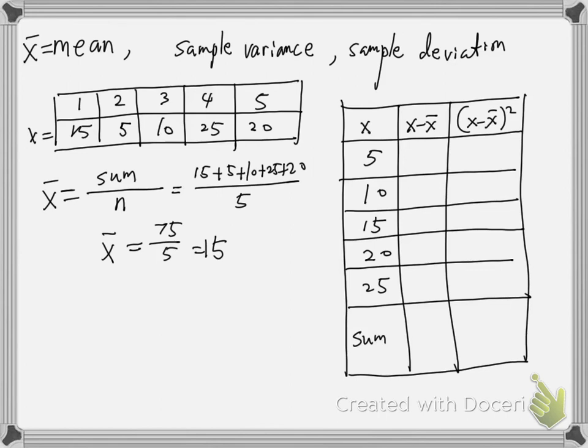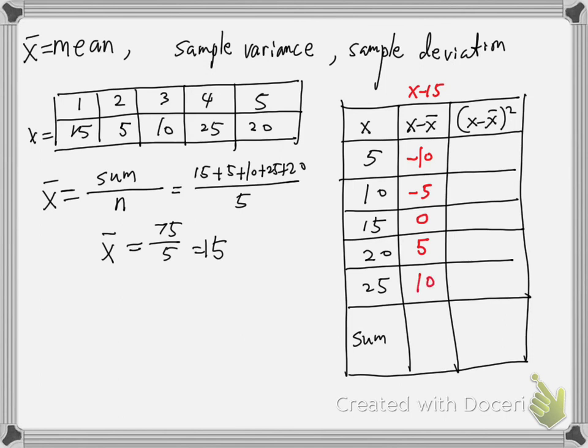So now what is X bar? X bar is 15, so the middle column is X minus 15. All the numbers in the first column minus 15, you get the middle column. I will use the red number. 5 minus 15, negative 10. 10 minus 15, negative 5. Then 15 minus 15, 0. 20 minus 15, 5. 25 minus 15, 10.